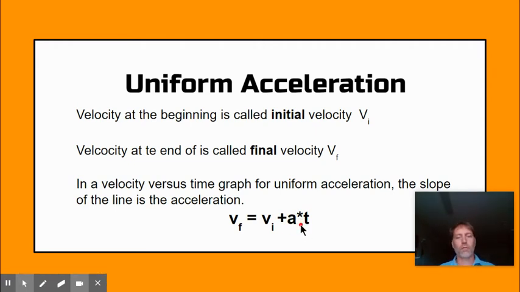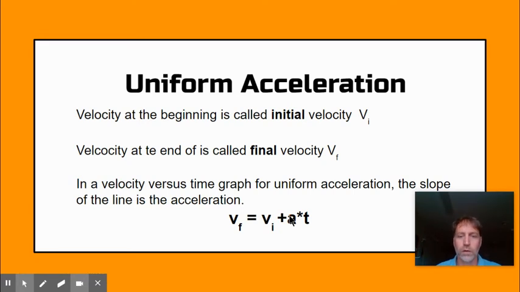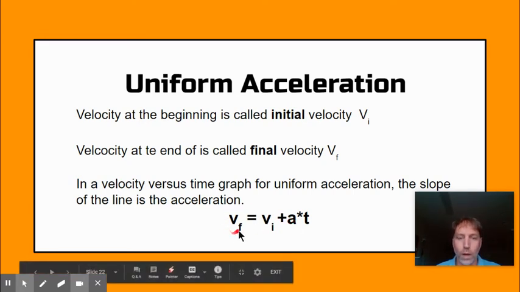On a graph, we'll show this in another lecture, the slope is going to be acceleration. If you recognize this one, this is a linear equation: y equals mx plus b. The m here, in our linear equation, is our rate, or our acceleration, which is the slope. So think of a velocity versus time graph: the slope is the acceleration.